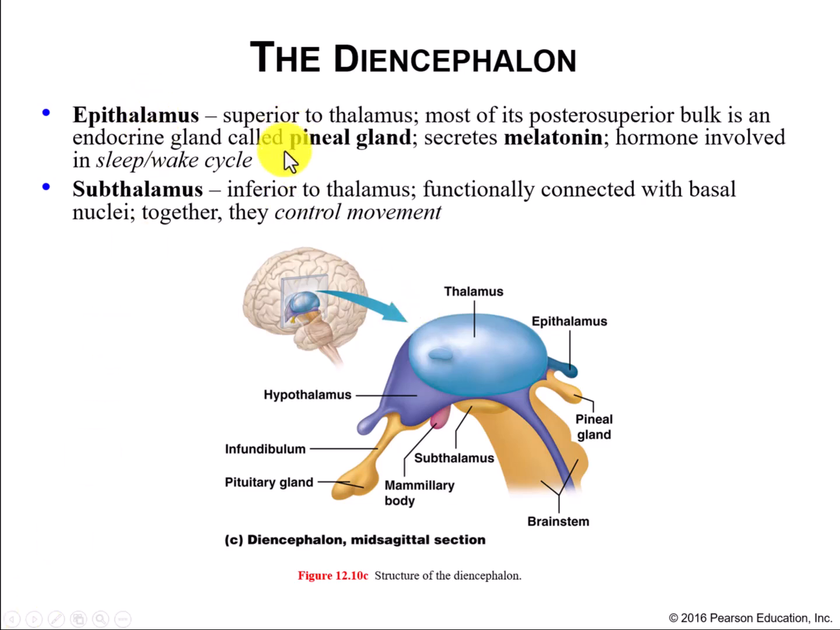Epithalamus, back with the pineal gland, secretes melatonin, which regulates our sleep-wake cycle. And then the subthalamus, together with our basal nuclei, controls movement.